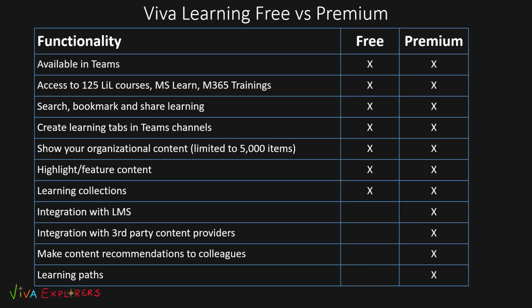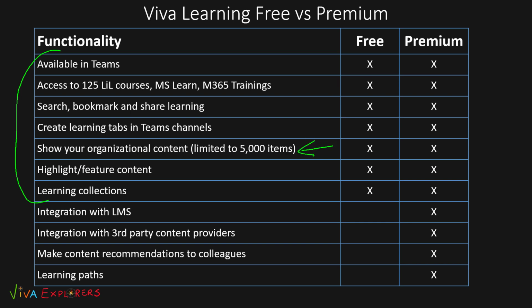This table shows the differences between Viva Learning Free versus Premium. So you have the top things right here, which are all available in Viva Learning Free as well as Premium. Both of them let you show your Viva Learning content in Teams within the left rail or within channels. You can access lots of free courses, Microsoft 365 training, Microsoft Learn, and 125 LinkedIn courses, both in free as well as premium as a user. You can search courses, bookmark courses, share your specific courses with other colleagues by just sending them a shared link. All that stuff you can do in both. You have the learning tabs you can create, so you can go into a channel as even a user and make a tab which shows all the Viva Learning content within that channel. You can do that in both of them.